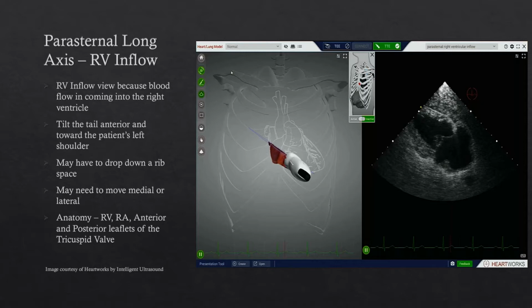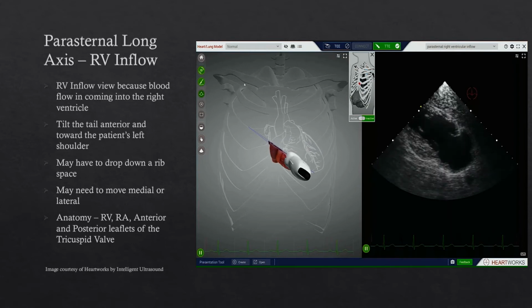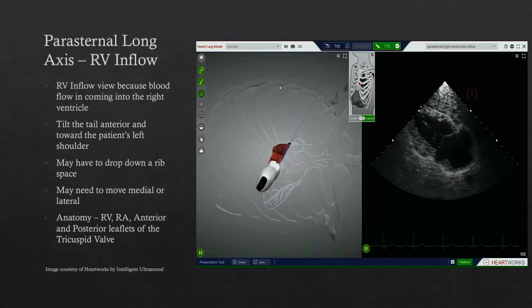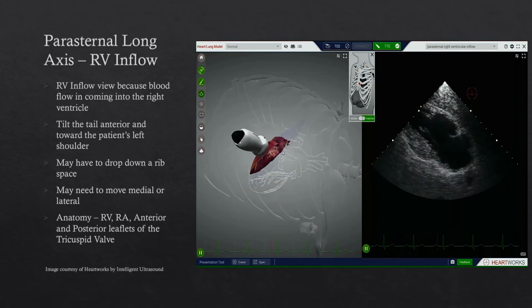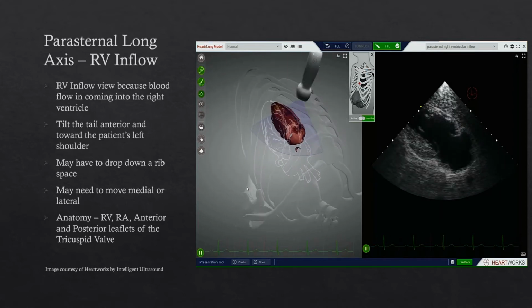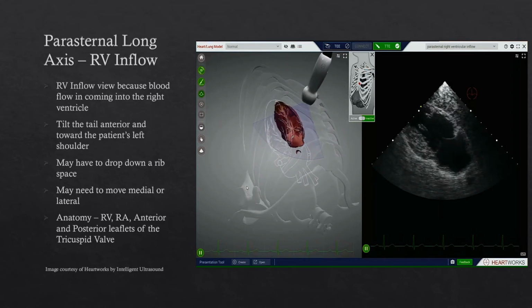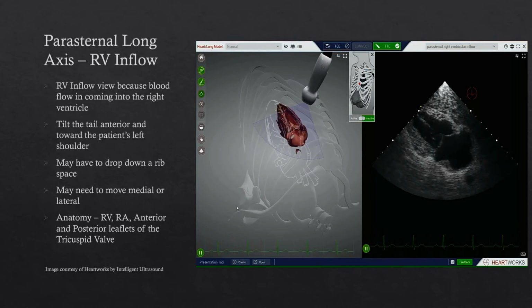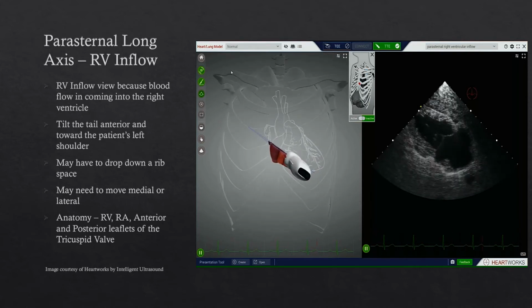And so we're going to play this video here and you will be able to see how we're seeing what we're seeing on our ultrasound machine screen versus what we're seeing in the chest. Here we go.